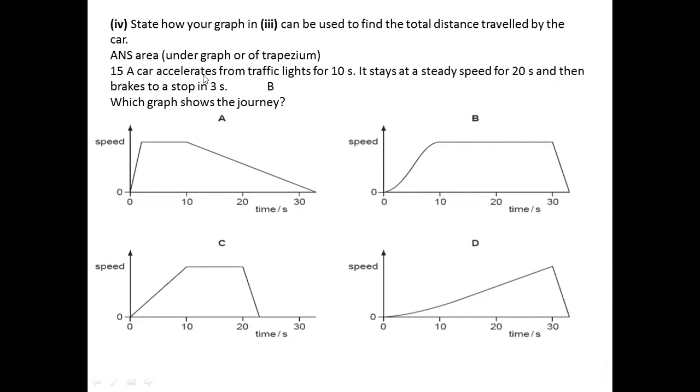First, it accelerates. Over here, it is constant acceleration. So this portion is showing increasing speed for 10 seconds. And then it moves at constant speed for further 20 seconds, that is from 10 seconds to 30 seconds. It should be a constant horizontal line. So this is the correct answer. And then brakes to a stop in 3 seconds. Then we have deceleration from 30 to 33 seconds. So B is the correct answer.